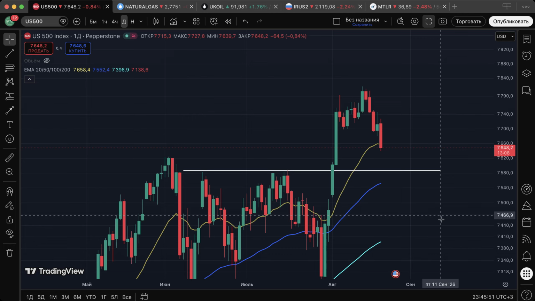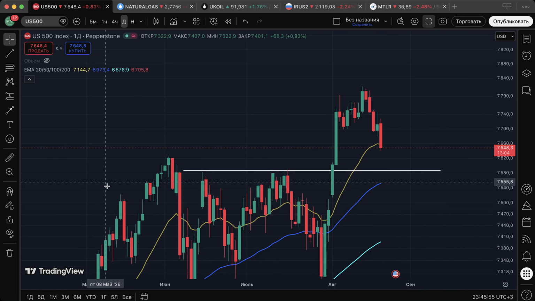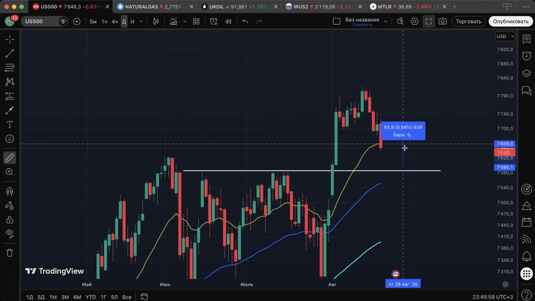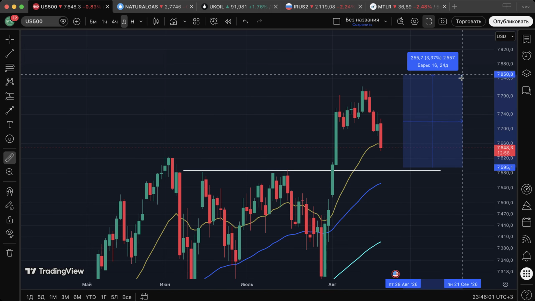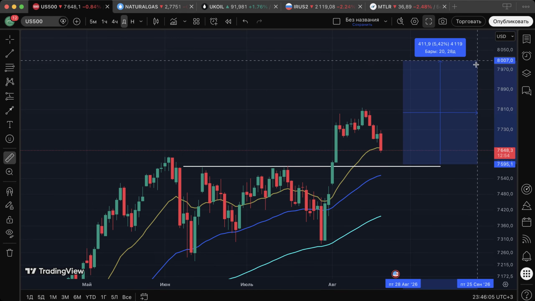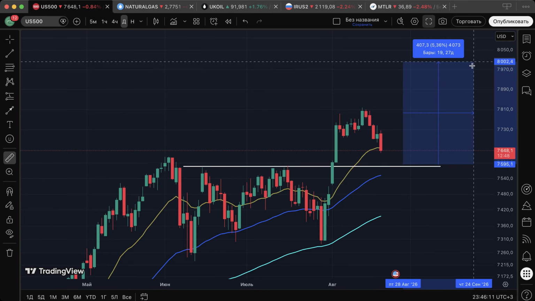If we close this day lower than this minimum, we can close our long, and if we don't, I think we will push to the level of 20 MA and then go into a new maximum. And the main goal for the S&P 500 here is the level 8,000.